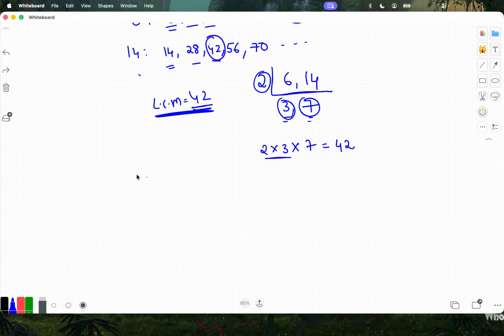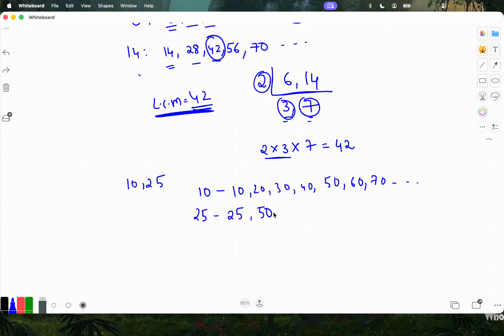So let's do one more problem. Say 10 comma 25. What are the multiples of 10? 10, 20, 30, 40, 50, 60, 70. So I'm just writing the 10 table here. 10 ones are 10, 10 twos are 20, and so on. And the 25 table: 25 ones are 25, 25 twos are 50, 25 threes are 75, 25 fours are 100. So if you look at it, 50 is the least common multiple among both. So 50 will be your LCM.